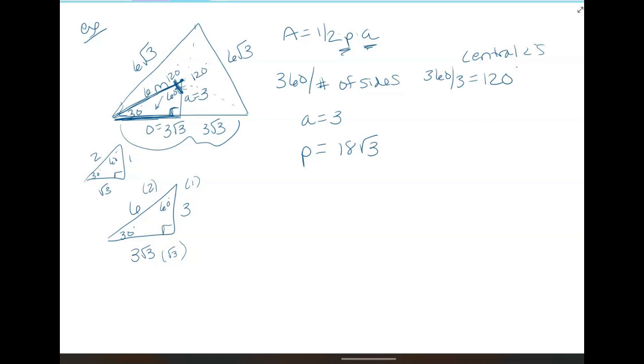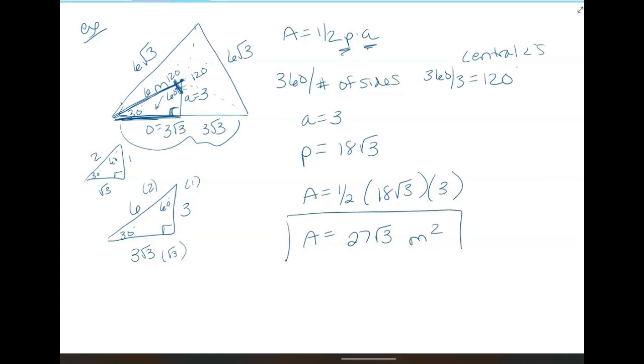All right, now I'm ready to actually solve this. So the area equals 1/2 perimeter, which is 18 root 3, times the apothem, which is 3. And when you multiply that together, you're going to get 27 root 3 meters squared.